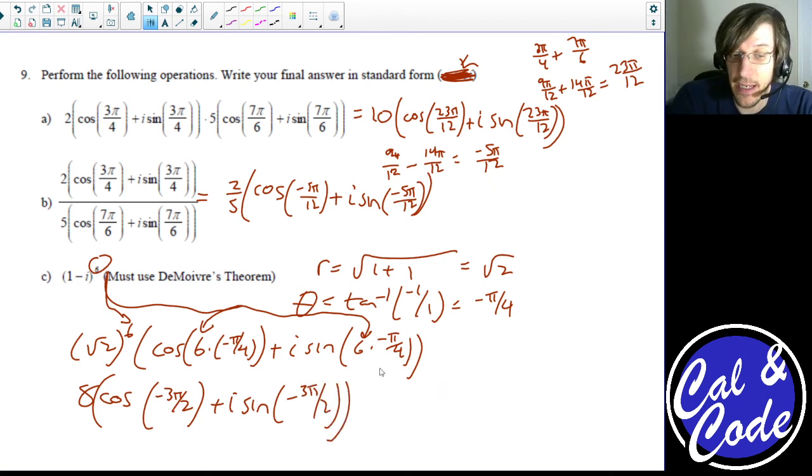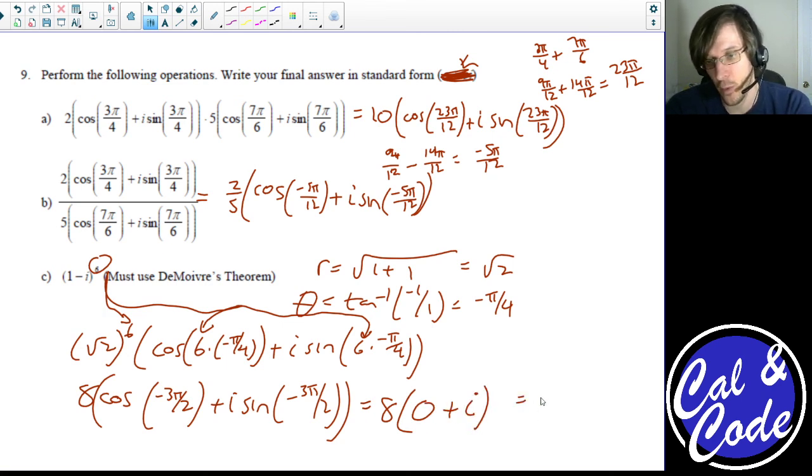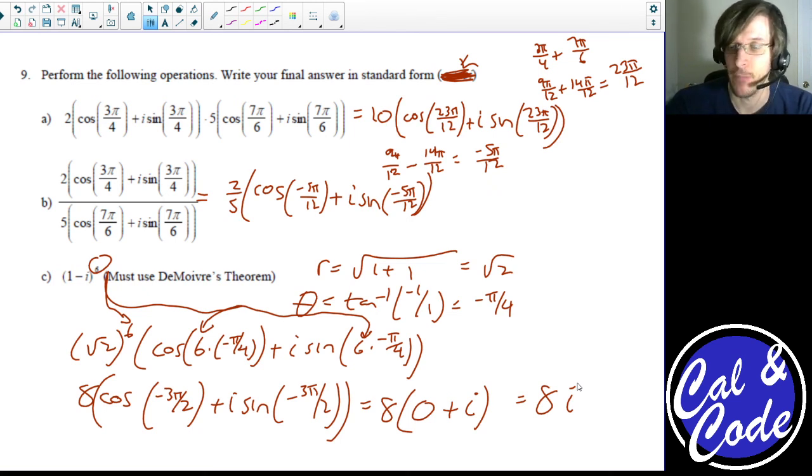To write this in standard form isn't going to be that difficult. See, because I know that the cosine of negative 3 pi halves is 0, and the sine of negative 3 pi halves is 1. So what I really end up having is 8 times 0 plus i, or 8i, is my final answer.